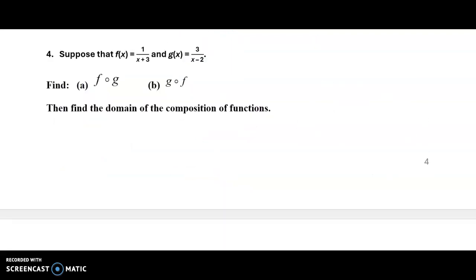Now it's time for you to practice. So you'll see example 4 on your sheet. I want you to pause the video and try it on your own. Pause the video right now and then unpause it. Once you have it done, I'll reveal the answers.